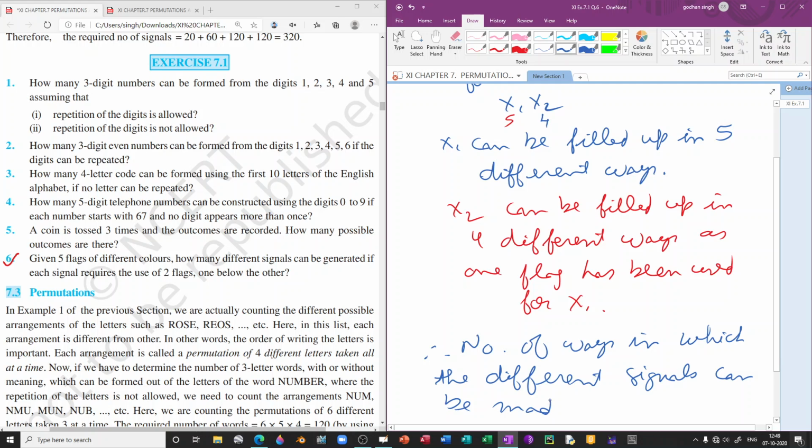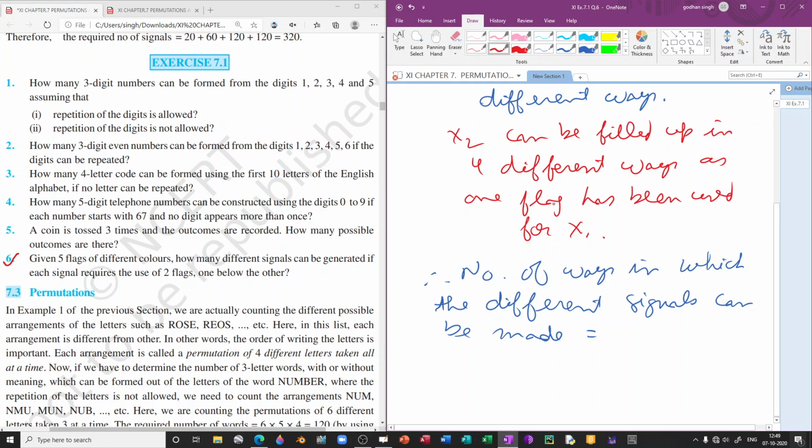is equal to, what we'll do now is use the fundamental principle of counting. See here, we have to fill up x1 and x2. So x1 we have filled up in 5 ways and x2 in 4 ways. Just simply we'll multiply them. So the number of ways in which the different signals can be made is equal to 5 for x1 and 4 for x2. That is, there are 20 different signals which can be made. So with this, question number 6 is complete, and also exercise 7.1 is over.